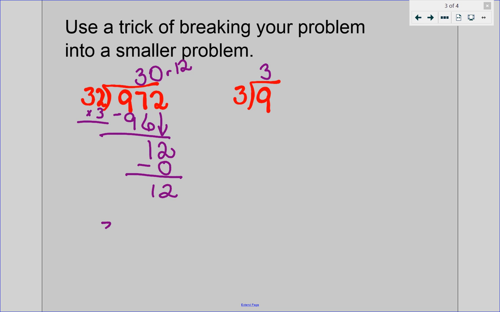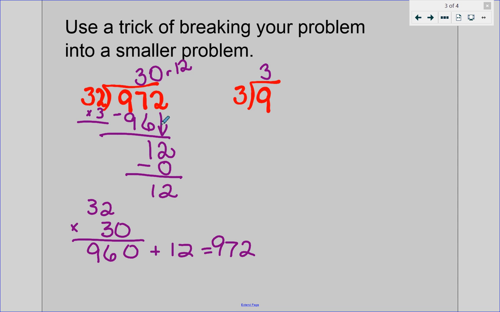So I'm going to put 30 on the bottom because it has a 0 there. And the 32 up at the top. Drop my 0 off to the side. 3 times 2 is 6. 3 times 3 is 9. And then I add my 12 in because it's the remainder. 0 and 2 is 2. 6 and 1 is 7. And 9 and nothing is 9. 972. I started out with 972, so then my answer would be correct.